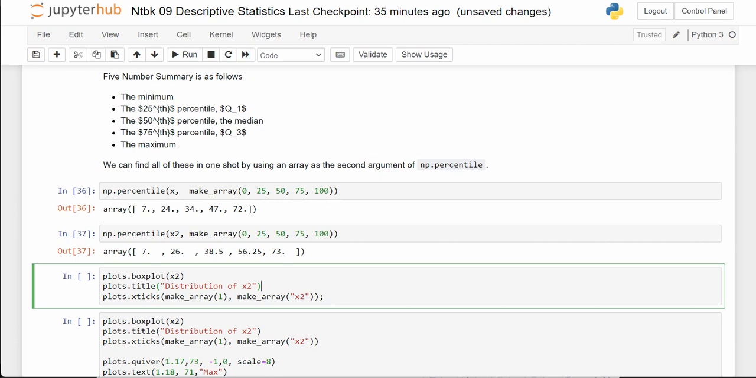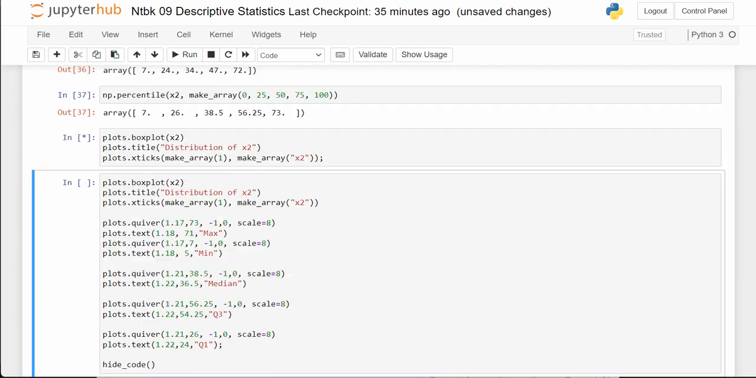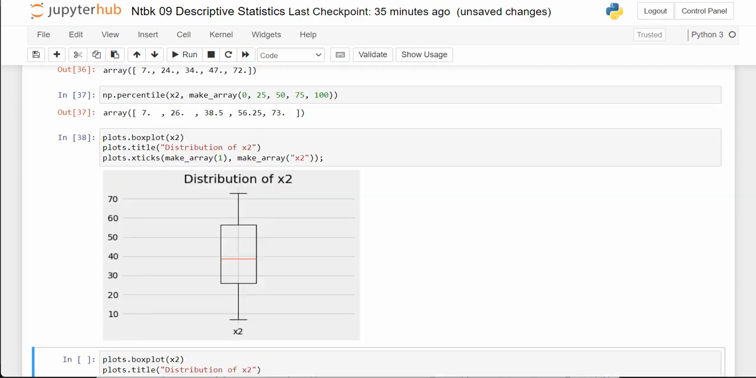And why? Well, check out this. If we do a box plot of the data set X2, it's actually a picture of the values in the 5-number summary. Okay, so this is the maximum. We draw a fence up here at the maximum and a fence down here at the minimum. The red line is the median. This is Q1 or the 25th percentile. This is Q3, which is the 75th percentile.